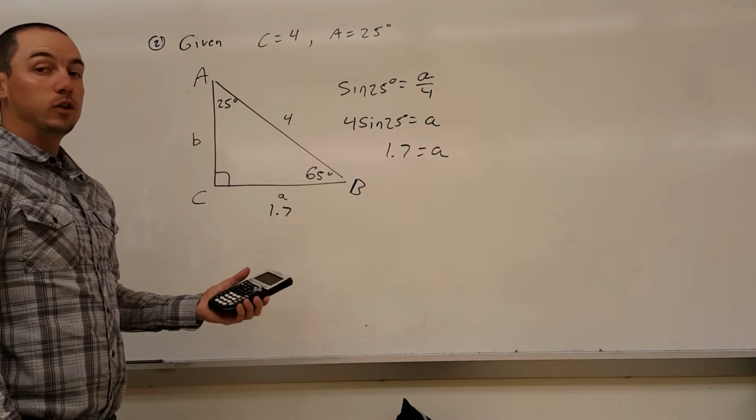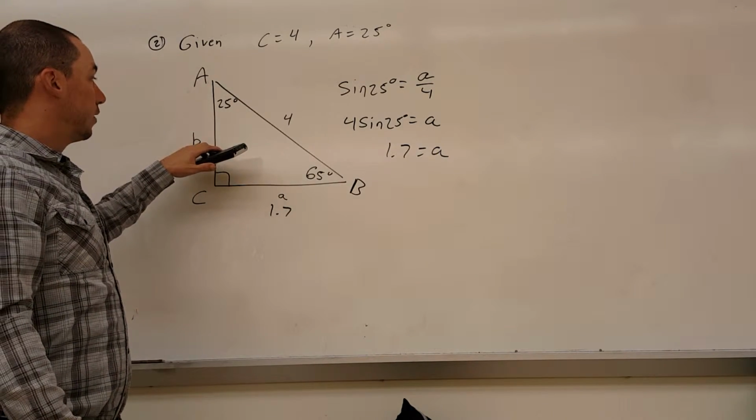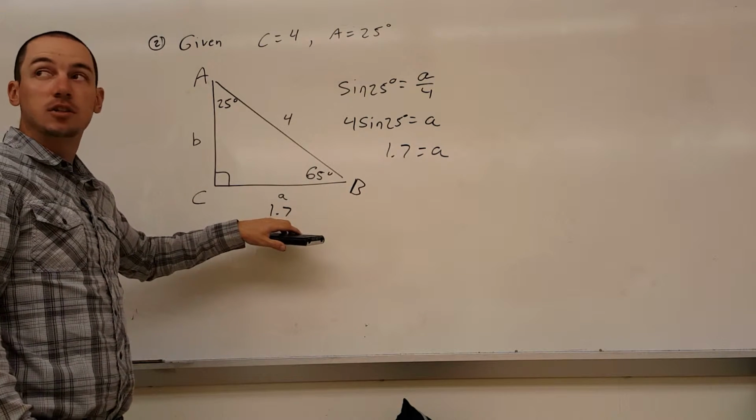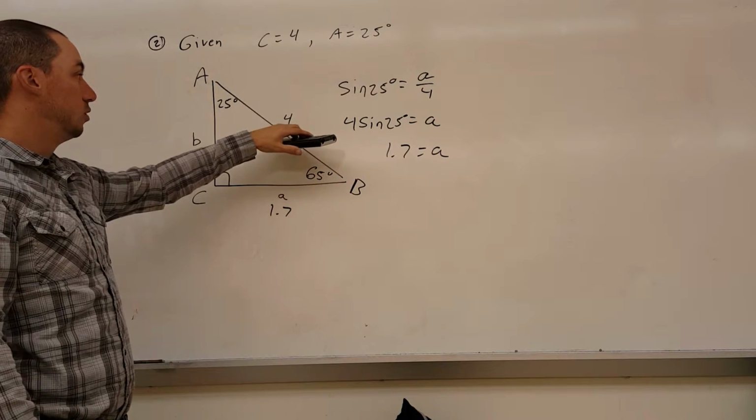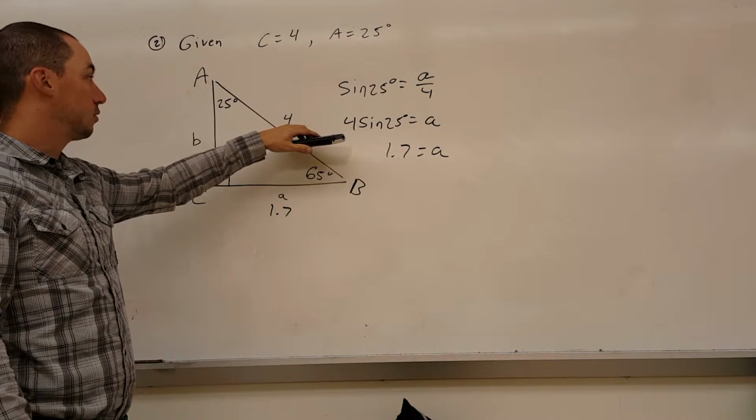Alright, now we could do Pythagorean theorem to find a third side, but again, this is an approximation. It's a round off error. If I use Pythagorean theorem again, I'll get an even bigger round off error. So I'm going to use this value that I know is exact already.